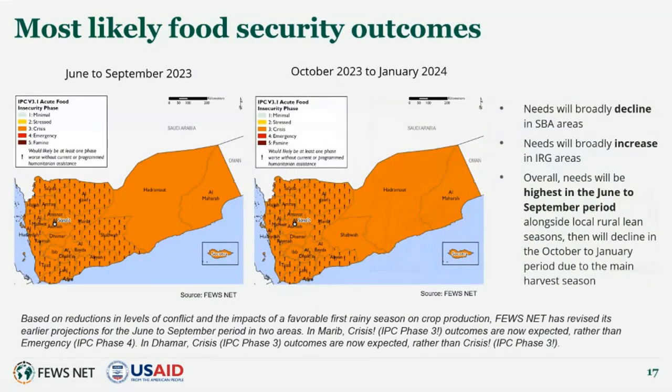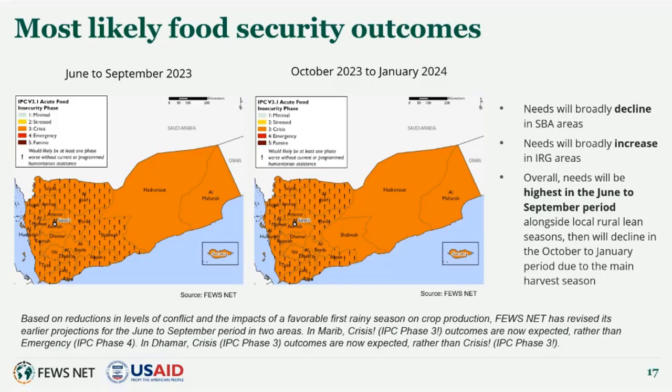And so with those assumptions underlying the most likely scenario, these are FEWS NET's projected area-level food security outcomes. Now, throughout the course of the entire projection period through January 2024, the general trend we anticipate is a general trend of declining needs in SBA-controlled areas alongside slight improvement in economic conditions and income-earning opportunities, as well as stable prices. On the other hand, we have the opposite expectation for IRG-controlled areas, where we anticipate broadly increasing needs throughout the entire projection period alongside the deterioration in economic conditions, declining income-earning opportunities, and rising prices.